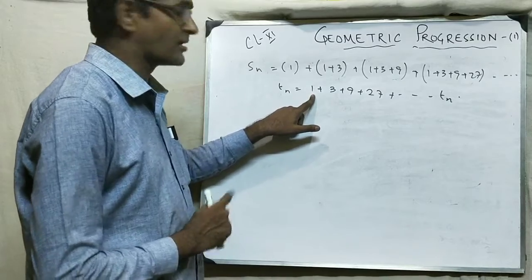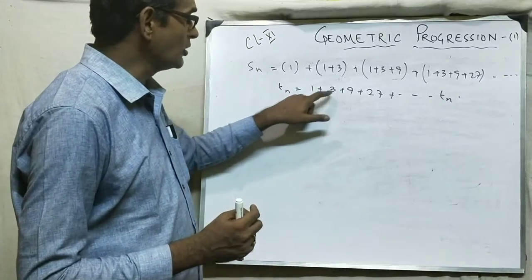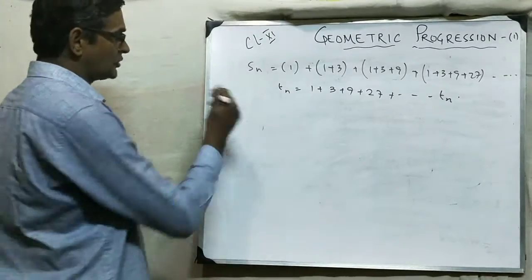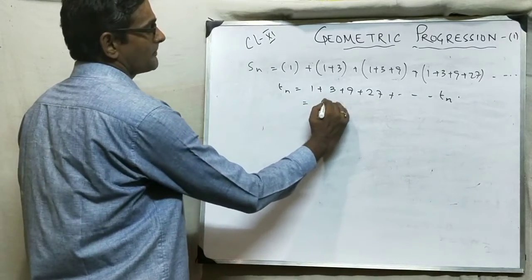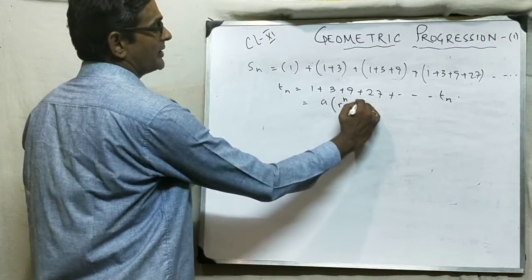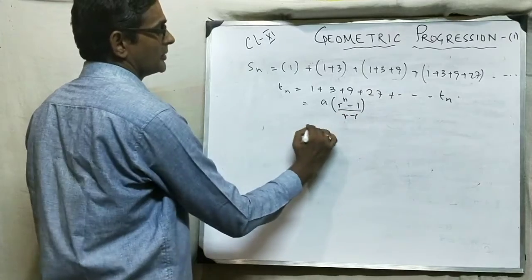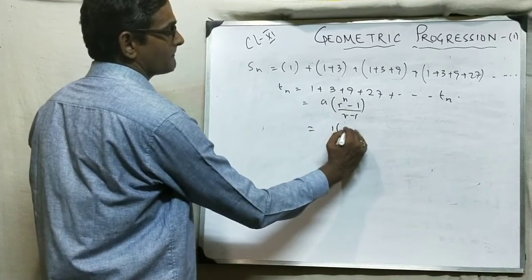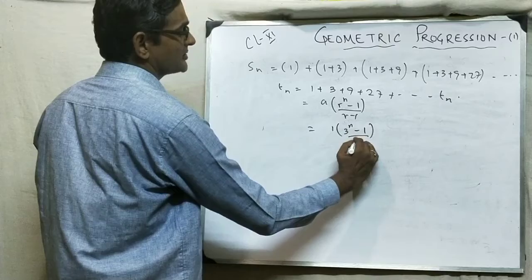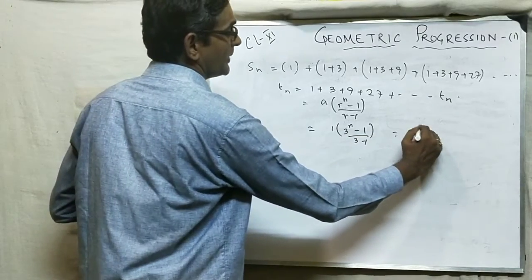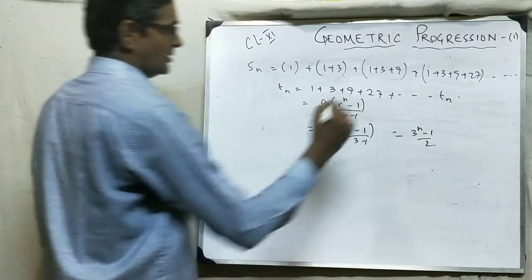And the first term is what? 1, and the common ratio, 3 by 1, is what? 3. So we will apply the formula a(r to the power n minus 1) by (r minus 1). So what is a? a is 1, (3 to the power n minus 1) by (3 minus 1). So (3 to the power n minus 1) by 2.